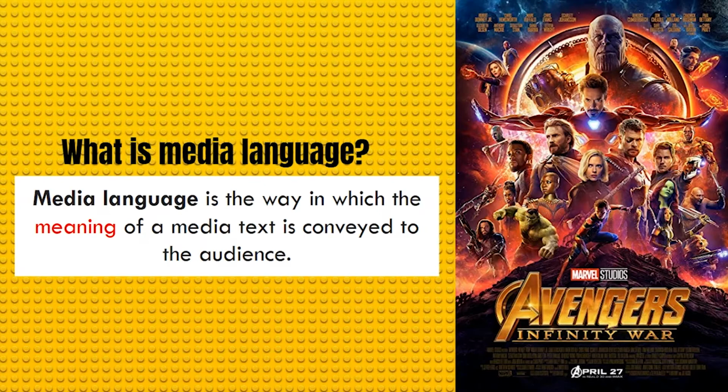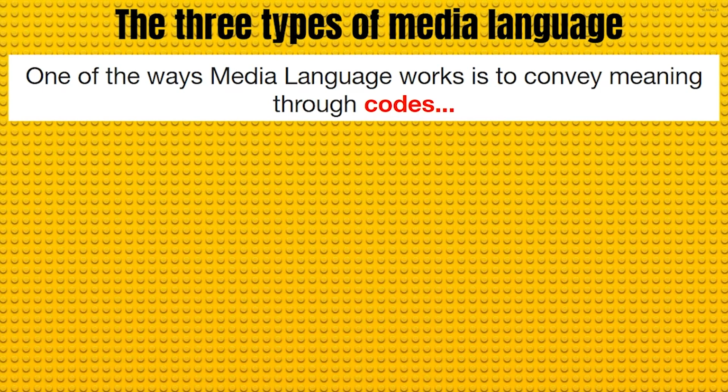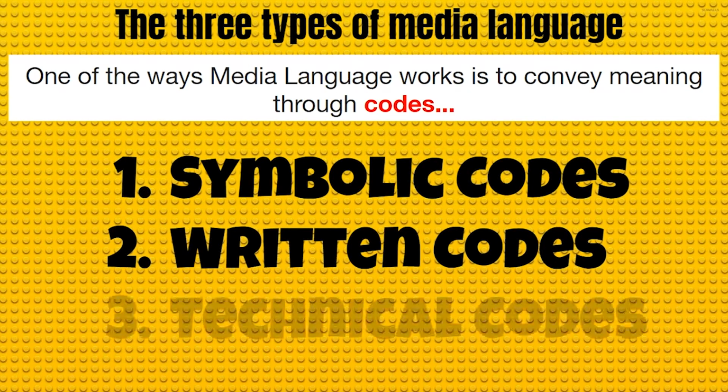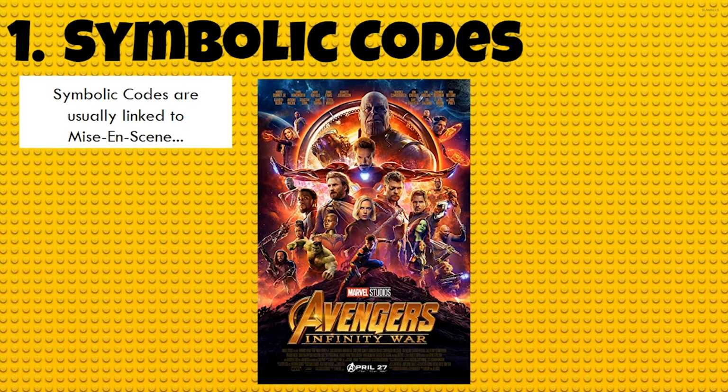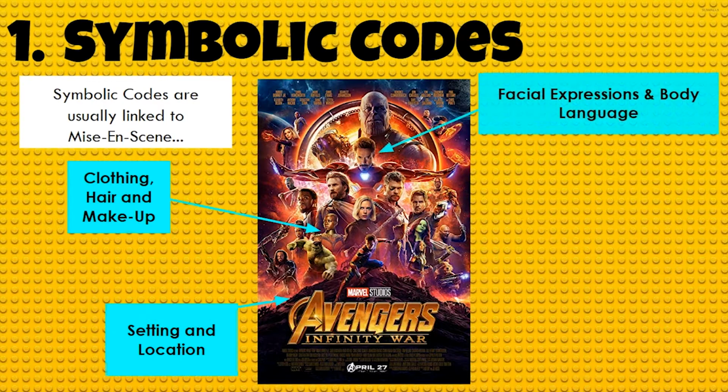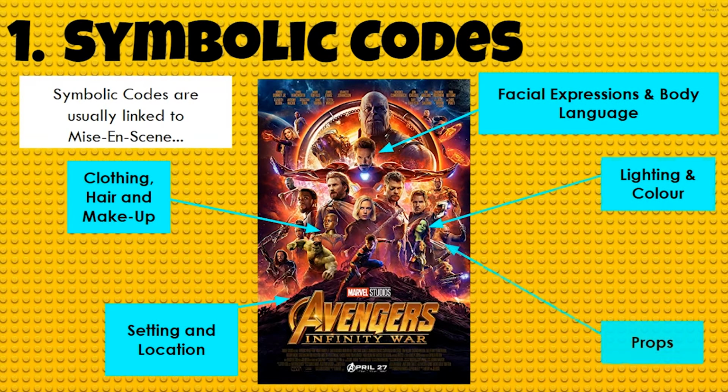So in this video, we're going to break down the language of print products, which includes 3 different codes that are used to convey meaning: symbolic, written and technical. So symbolic codes are usually linked to the mise-en-scène of a product, which is still something that we can apply to print media. So that could include clothing, hair and makeup, setting and location, facial expressions and body language, lighting and colour, and finally props.